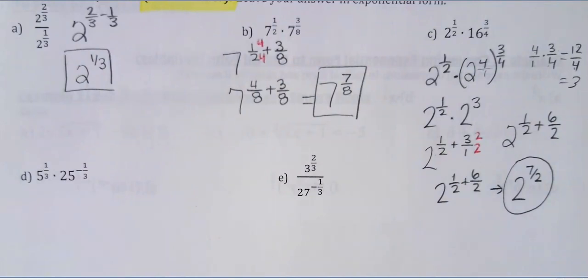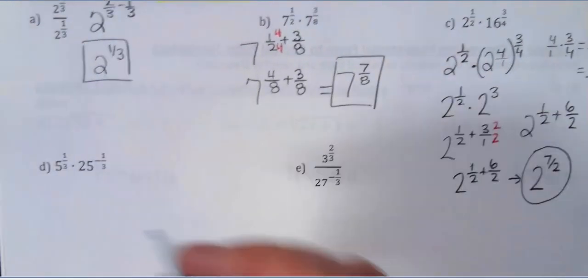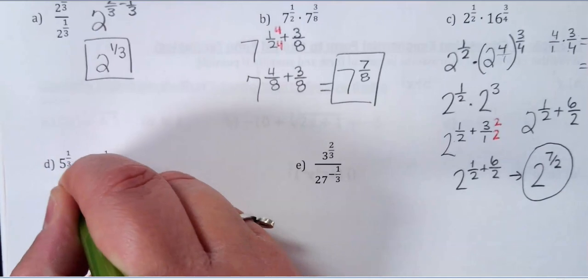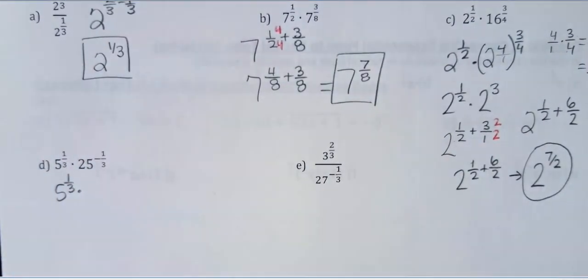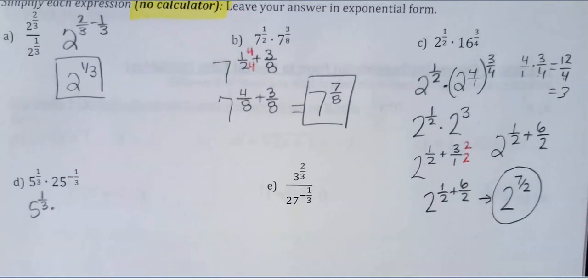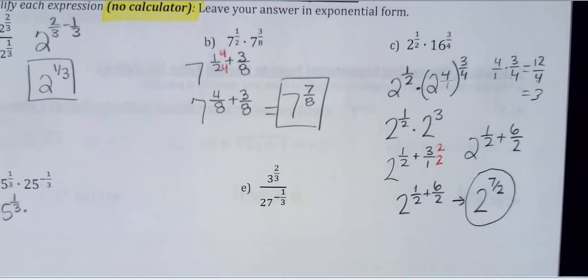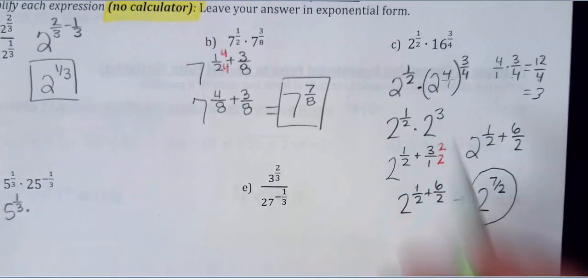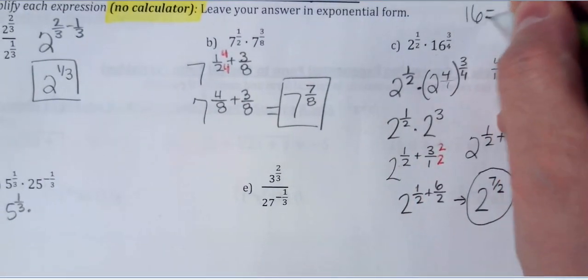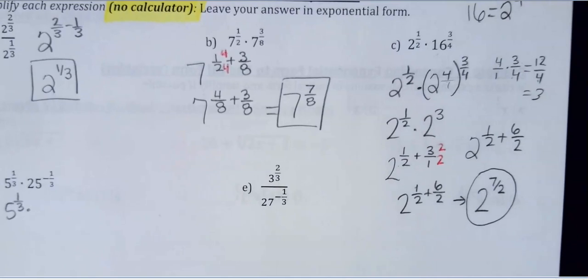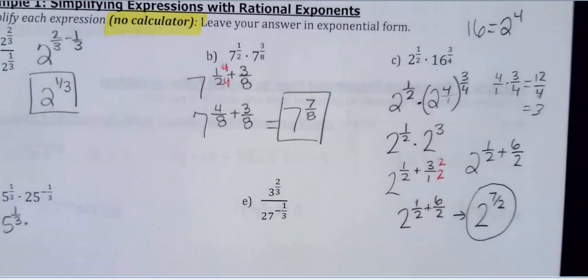Good question. Okay. So again, I'm going to try and create a like base. Can anybody rewrite 25 as 5 to a power? 16 is the same thing as 2 to the 4th power. That's where you're trying to do that. We're going to do this in the next question. So I'm trying to rewrite it so the bases are the same. Then you can apply your exponent properties. Really good.